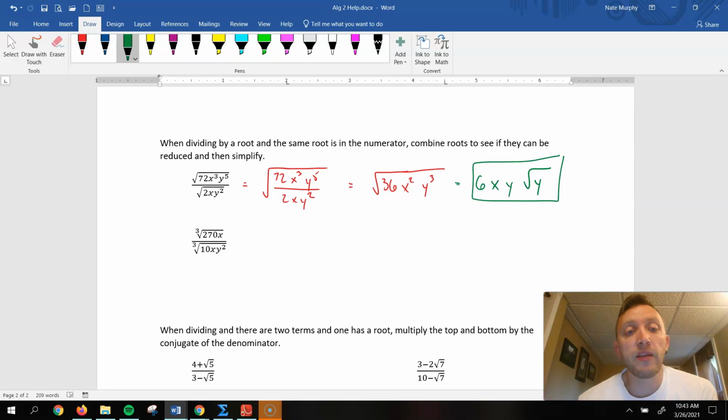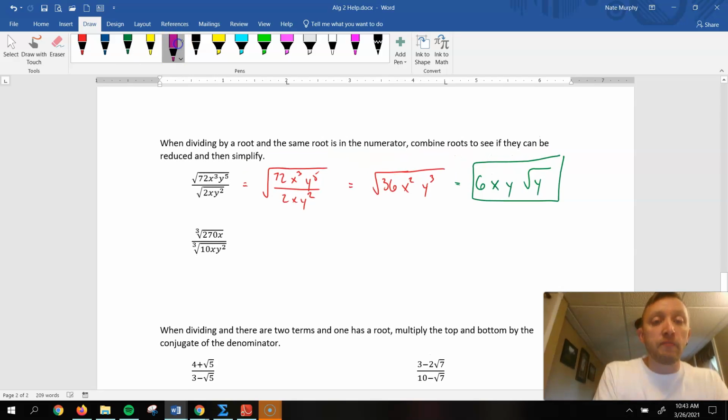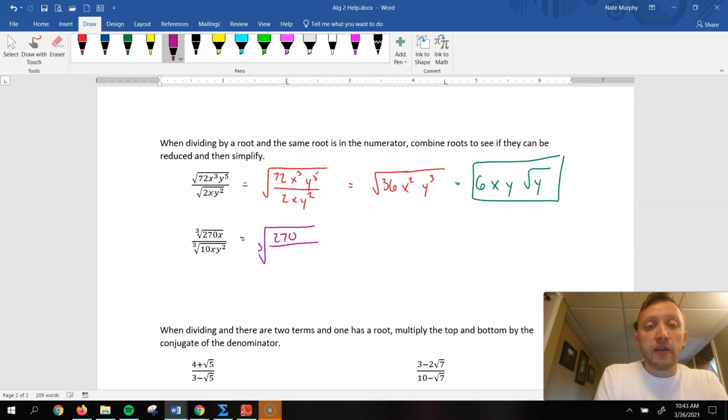Now this is one I believe that was actually on your quiz. So let's look at how we would do this one. So again, we have the cubed root. Both the numerator and the denominator have the same exact root, so we can combine those. So we would have 270x in the numerator and 10x y squared in the denominator.